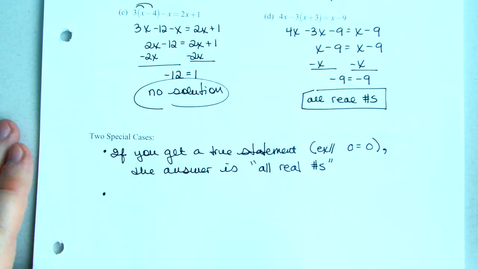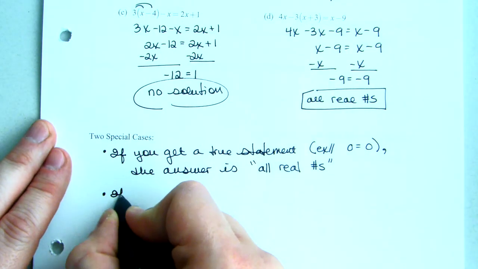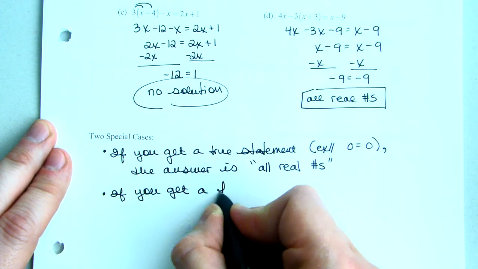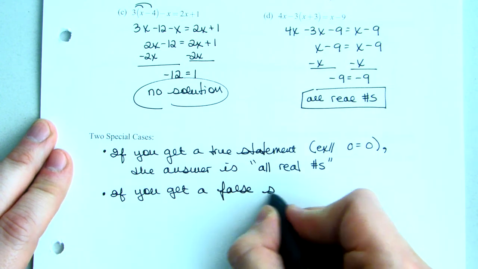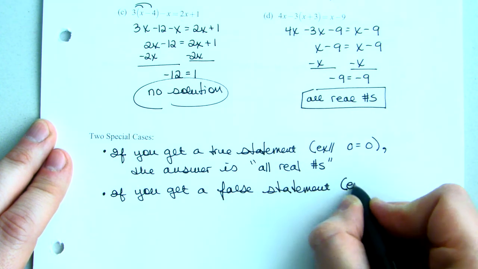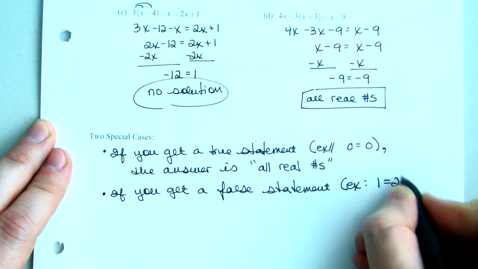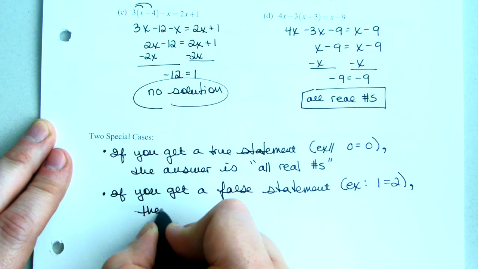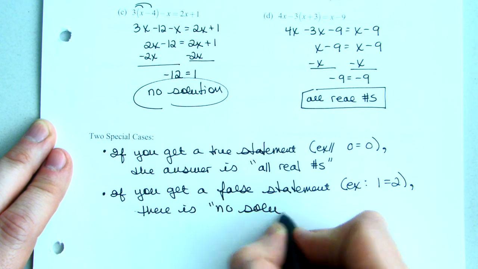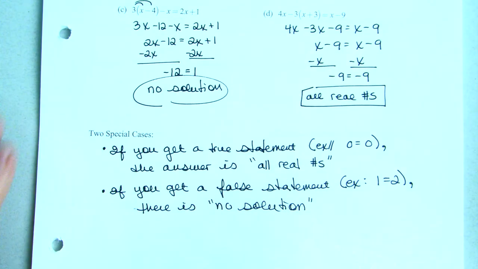Similarly, and I'll make the video pause after I write the next bullet point down, if you get a false statement, like 1 equals 2, there's no solution. If you get a false statement, for example, 1 equals 2, there is no solution. Take a moment and get those copied down.